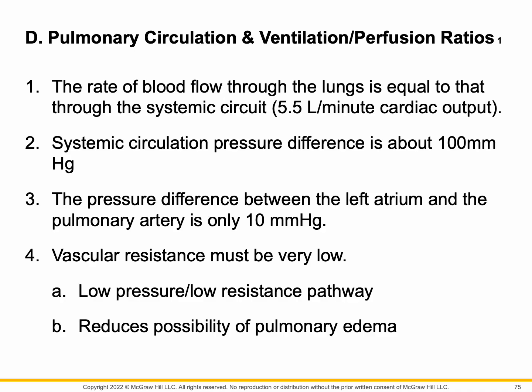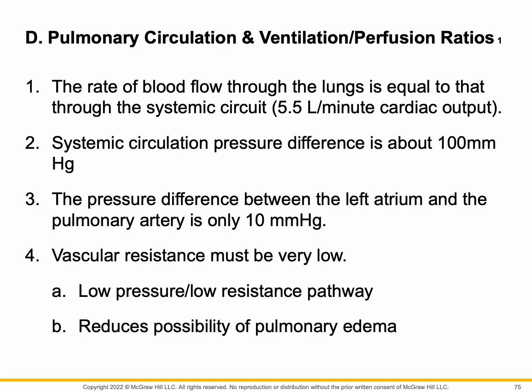When looking at the pulmonary circulation and ventilation perfusion ratios, we can see that the rate of blood flow through the lungs is equal to that through the systemic circuit. So it's generally 5.5 liters per minute of cardiac output. And cardiac output is the amount of blood that leaves the heart per minute. It's generally going to be calculated as the number of beats per minute times the volume of blood that leaves the heart per beat, per squeeze.